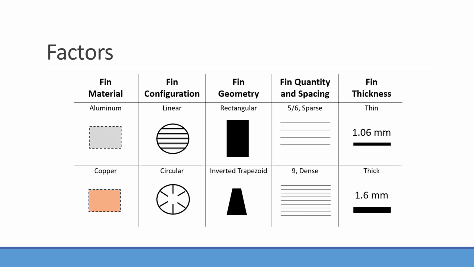In this experiment, we looked at 5 different factors with 2 levels each. We looked at fin material, where we compared aluminum to copper. We compared a linear and a circular fin configuration, a rectangular versus an inverted trapezoidal fin geometry, and we looked at a sparse spacing of 5 or 6 fins, depending on the configuration, versus a dense spacing of 9 fins, and we looked at 2 different thicknesses. We looked at a 1.06 millimeter fin versus a 1.6 millimeter fin.